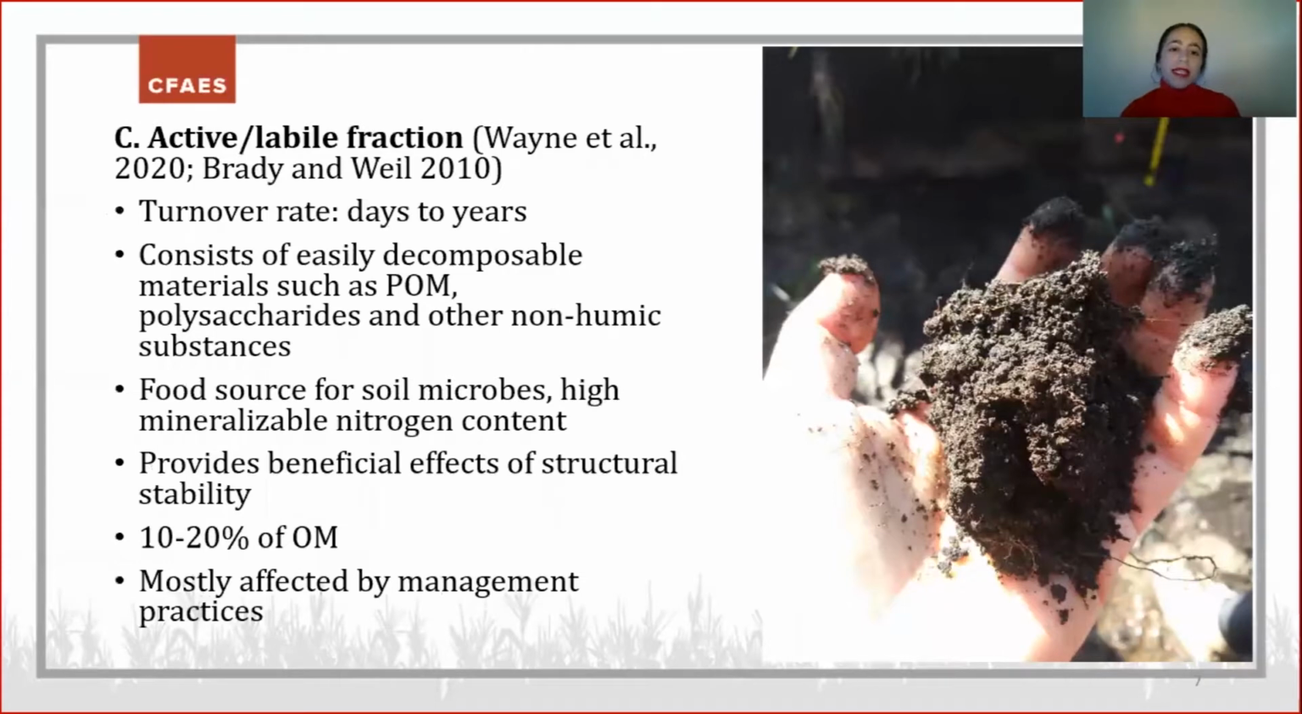And lastly, we have the active and the labile fraction. The turnover rate is days to years, and here we can find easily decomposable materials such as POM, which is particulate organic matter, polysaccharides, and other non-humic substances. It's the main food source for soil microbes because it has a high nitrogen content. It provides most of the beneficial effects of the structural stability, but it's the least percentage of the fraction in the organic matter, around 10 to 20%. And this one is the one that's mostly affected by the management practices because most of it is found in the topsoil, in the first 30 to 50 centimeters of the soil profile.